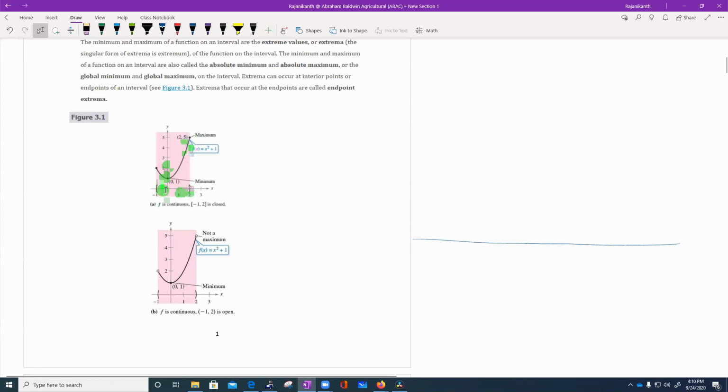So remember, if you have square brackets, that means we have to include the endpoints, right? In other words, we call this interval a closed interval. If you see parentheses, you have to exclude the endpoints. So if it is a closed interval, you have to include the endpoints. If it is an open interval, you have to exclude those endpoints.